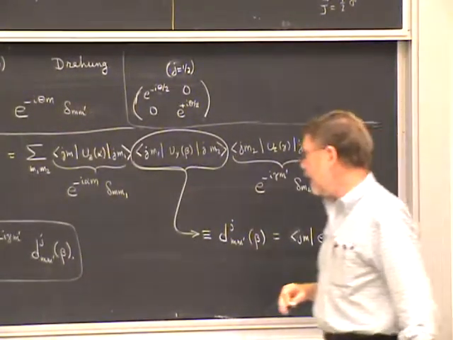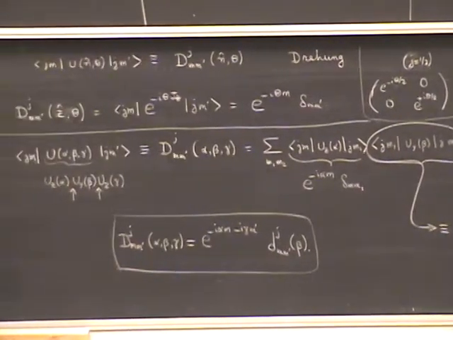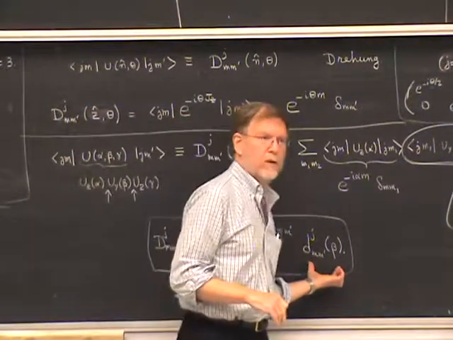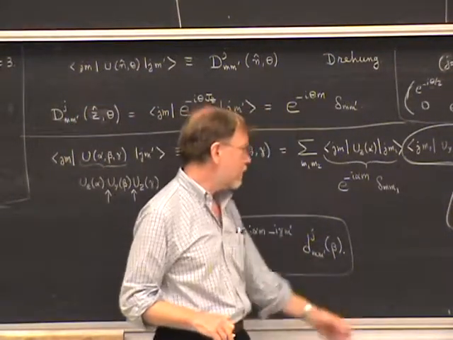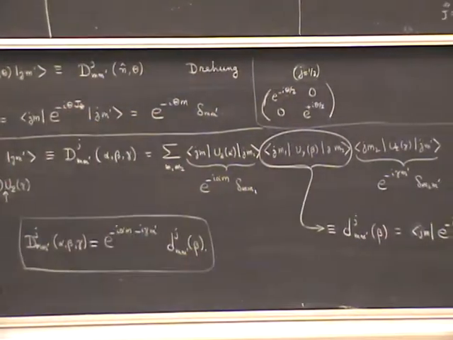All right. In any case, the result of this is that if you look at tables of rotation matrices, they never tabulate the capital D matrices, they just tabulate the lowercase d matrices. And they're considerably simpler because they only depend on one parameter, beta. There are formulas for them.